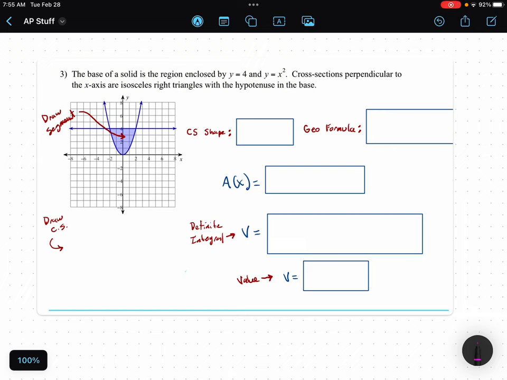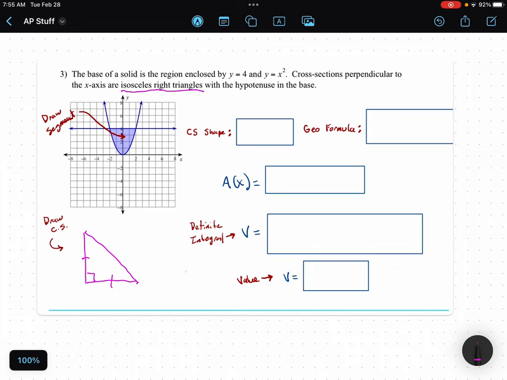All right, so the first thing we're going to do is figure out what sort of shape we're dealing with here. We're dealing with isosceles right triangles. Down here where it says draw the cross section, I'm going to draw an isosceles right triangle like this. So the right angle's here and then the legs are equal. If you don't know what an isosceles right triangle looks like, look it up.